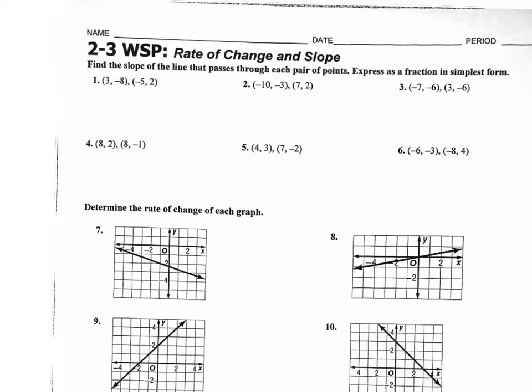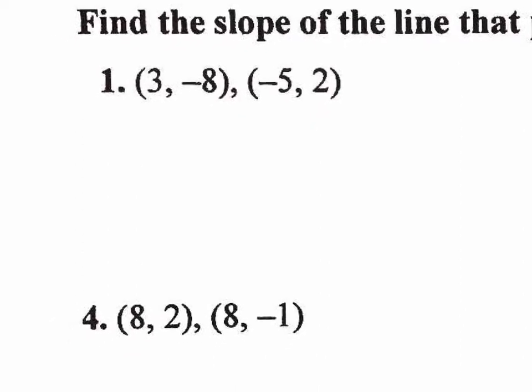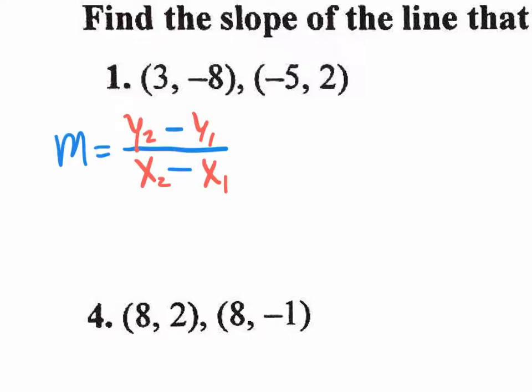Okay, so this homework was ridiculously easy. It's finding the slope, but I did promise that I would do every single problem that I assigned, so here we go. In order to find the slope, you need to know the slope formula, and that would be m equals y2 minus y1 over x2 minus x1.